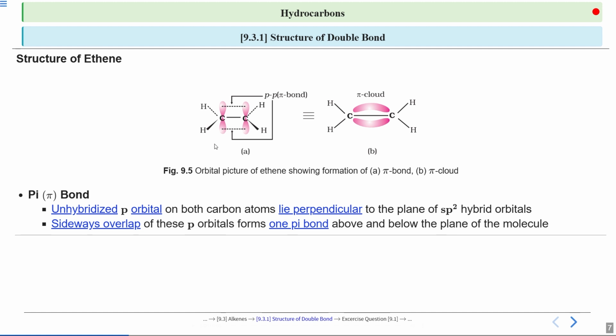You can see it in the diagram as well. So two p orbitals are there, which are unhybridized and they are parallel to each other. Now both of them will overlap sidewise, and after the overlap you will observe an electron cloud which is present above and below the sigma bond. So this is the overall formation of your pi bond.